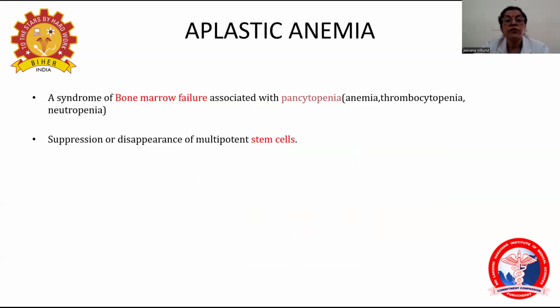So the first feature of aplastic anemia is pancytopenia. That means it is a syndrome of bone marrow failure. So there is a decrease in all the three cell lines leading on to anemia, thrombocytopenia, and neutropenia. There is a suppression or disappearance of the multipotent stem cells. So there are no stem cells or there are reduced stem cells, leading to a reduction of these hematopoietic cells.